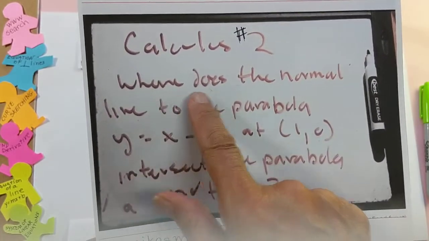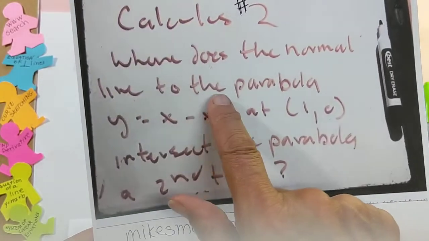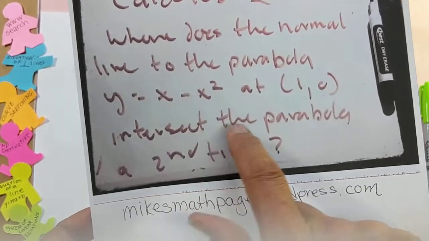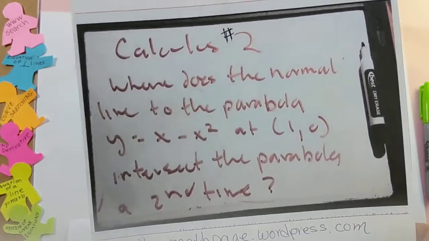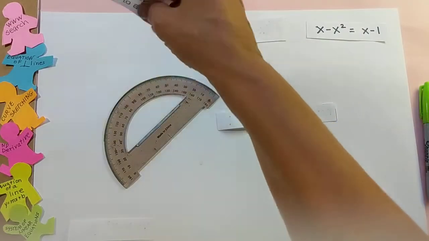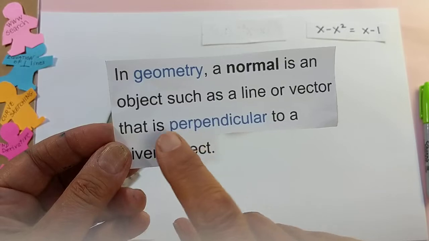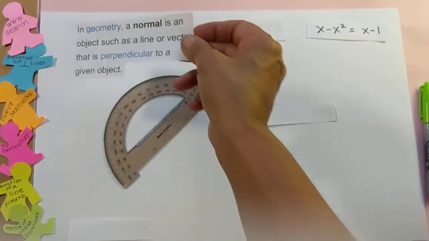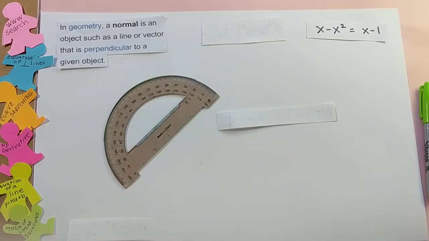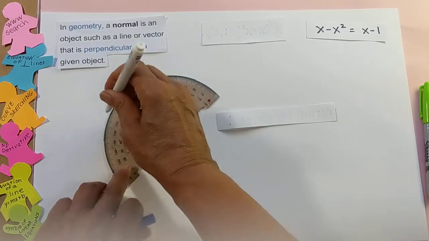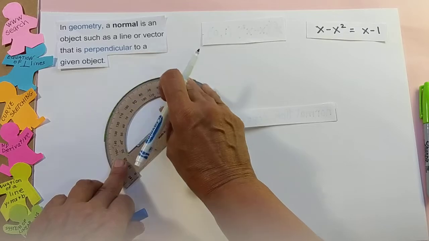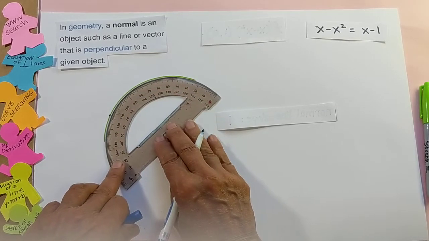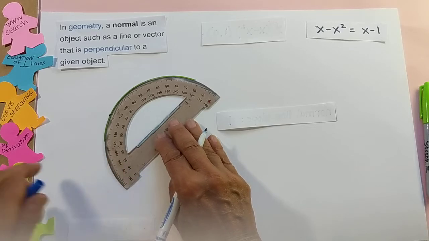So this is asking, where does the normal line to a certain parabola at a certain place intersect the parabola a second time? Well, it turns out a normal line is basically perpendicular to something else. And in this case, the something else is a point on a curve. So let's say the point is there.